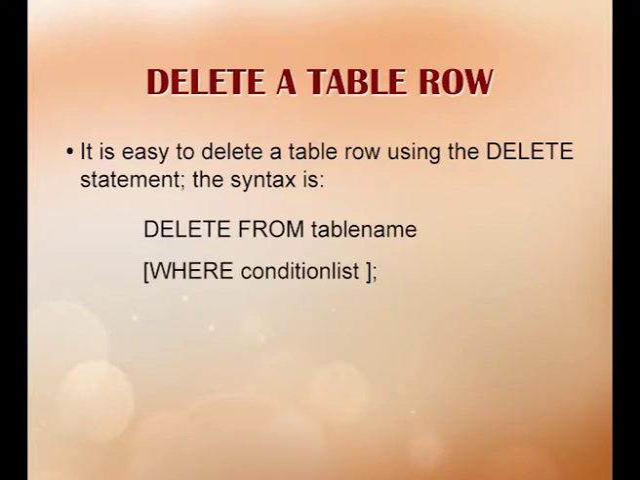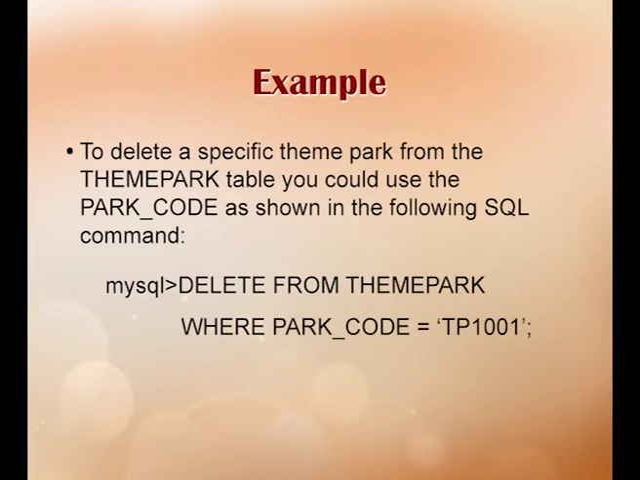Suppose you want to delete an entire row, which is nothing but the record. It is easy to delete a table row using the DELETE statement, and the syntax is: DELETE FROM table_name WHERE condition_list. You can mention the condition and delete the row, or the record, from the table. To delete a specific theme park from the theme park table, you could use the park_code, as shown in the following SQL command.